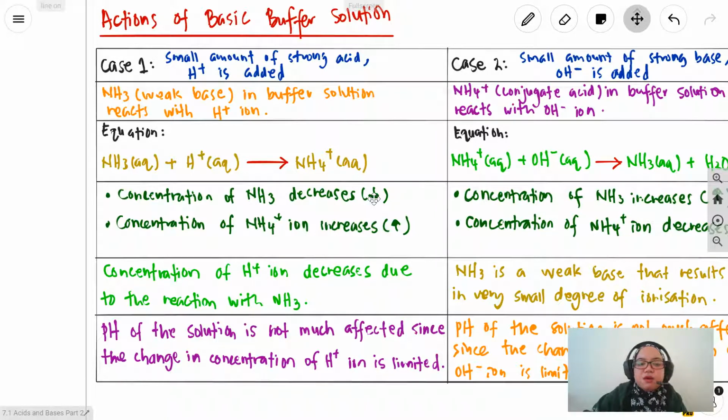Okay, so here, since the concentration of NH3 decreases and the concentration of NH4+ increases, there is not much difference, you know. They kind of top up each other. Okay, when they top up each other, the pH of the solution is not much affected. Okay, because the change in concentration of H+ is limited. Okay, because there is not much difference.